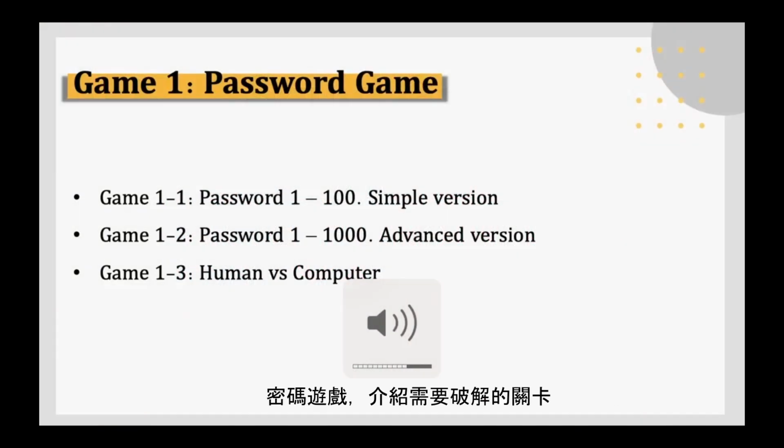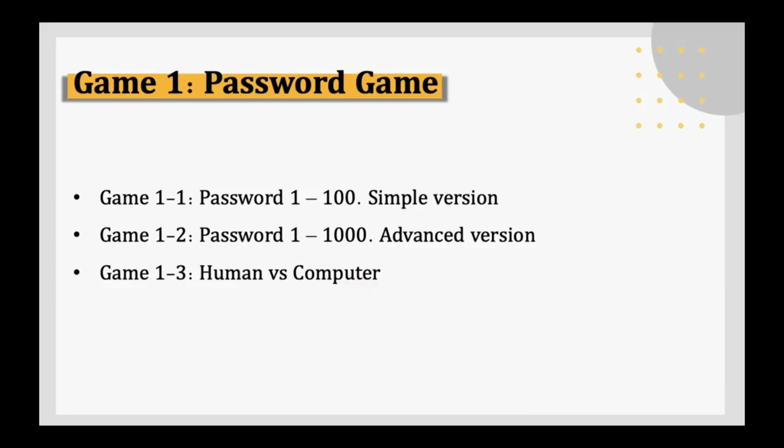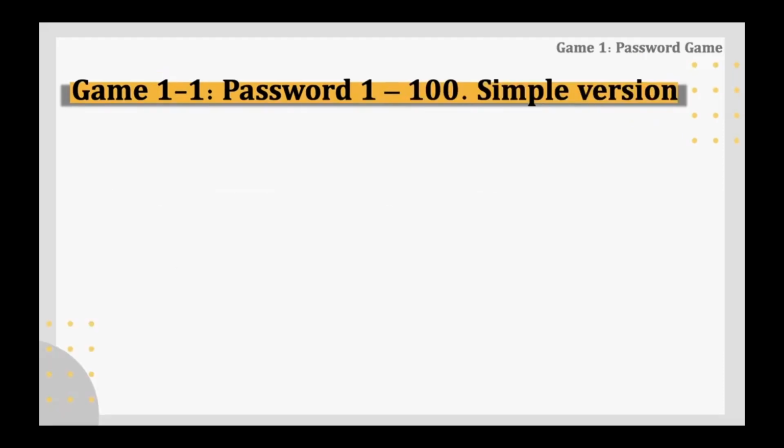So me and Christopher will tell you more about our first game, password game. In this section, we separate into 3 phases. In the first and second phases, we will provide you the simple version and the advanced version. In the third phase, we will combine 2 ideas together to create a password game between humans, which is the user, and the computers. And in the first phase, we will create a simple version of password game. So the answer will be between 1 to 100, and we let the system create a password in this range.